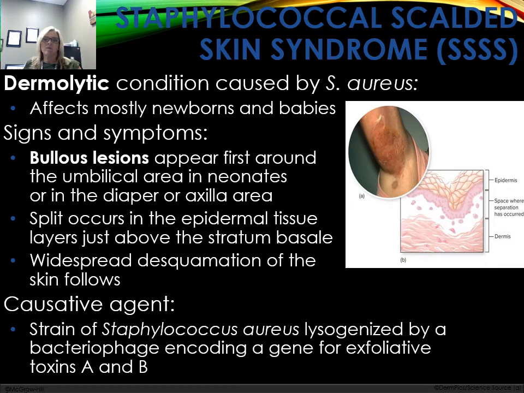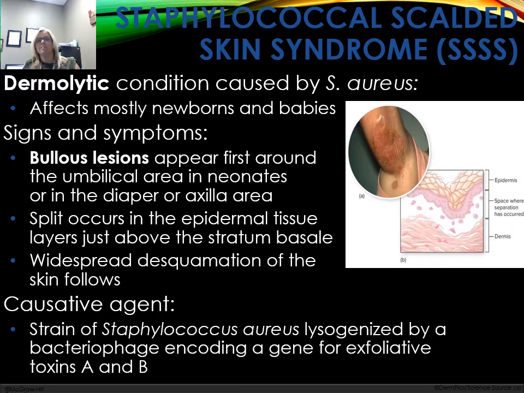And so this can be caused by Staph aureus, which is gram-positive, and it has gone through lysogeny by a bacteriophage, which has given it a gene for the exfoliative toxin, toxin A or B, which is what causes the skin to basically peel off. Okay, it can also cause some meningitis. You can have some lesions like furuncles and carbuncles or impetigo with Staph aureus as well.